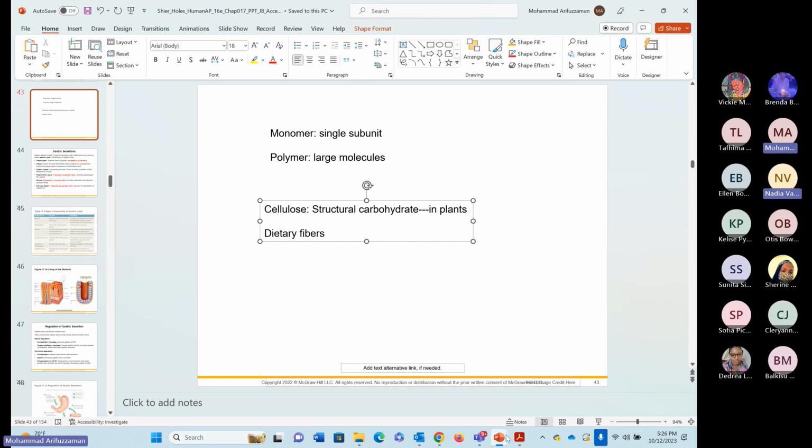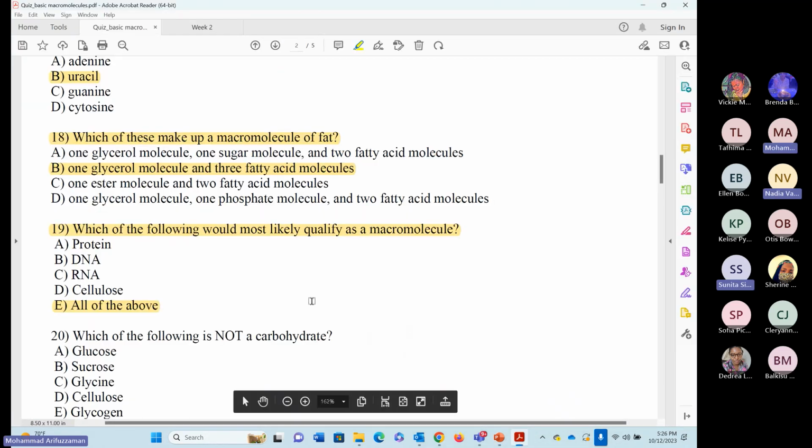So these are also macromolecules, so all of the above. The protein, nucleic acid, and the cellulose is a carbohydrate. That is a polysaccharide. So these are macromolecules.